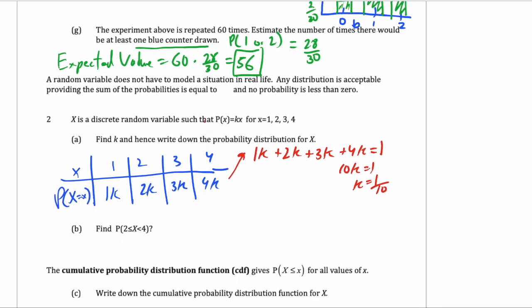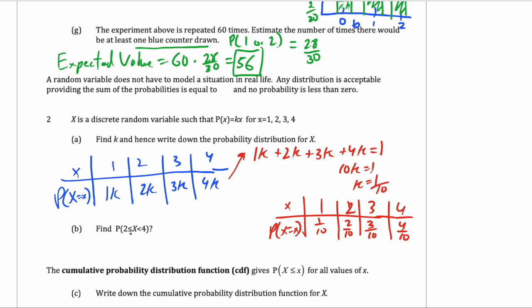Okay, so then we can write down the actual probability distribution. So it's 1, 2, 3, 4. And k is 1/10, so we're going to have 1/10, 2/10, 3/10, 4/10, and all those add up to 1.